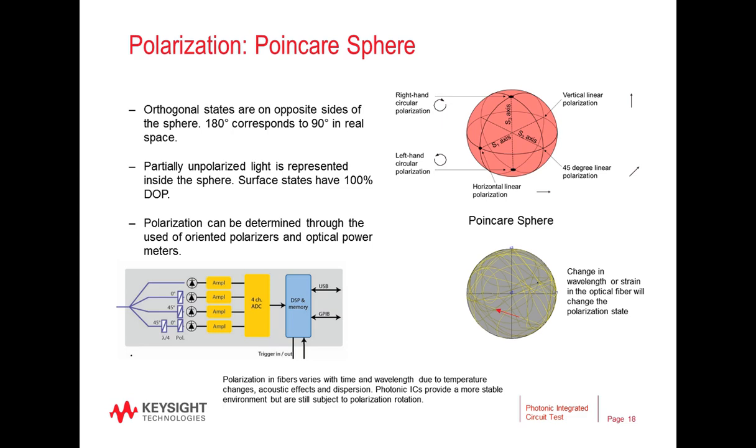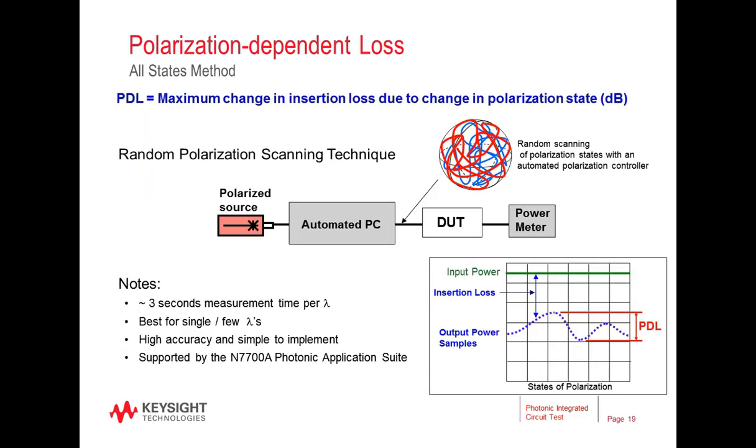Often, as wavelength changes, the polarization state will change, and it appears as arcs or trajectories on the surface of the sphere, as shown in the lower right.